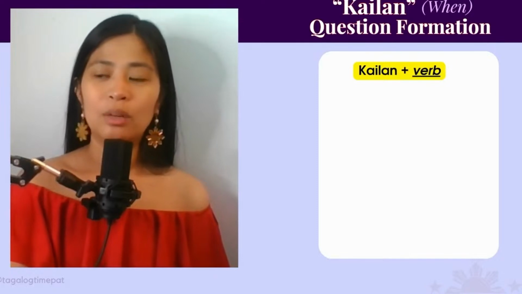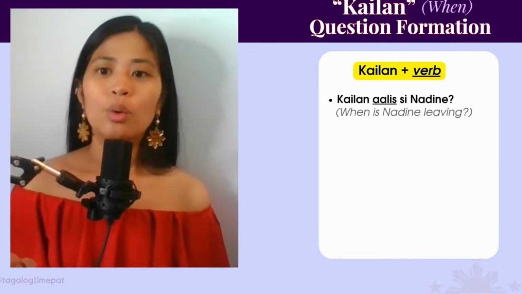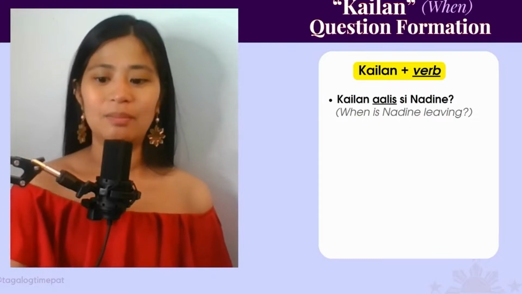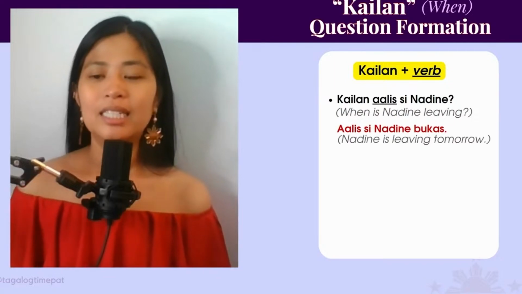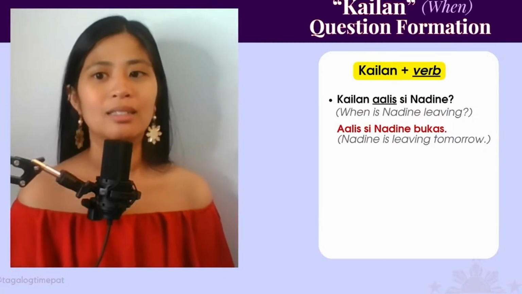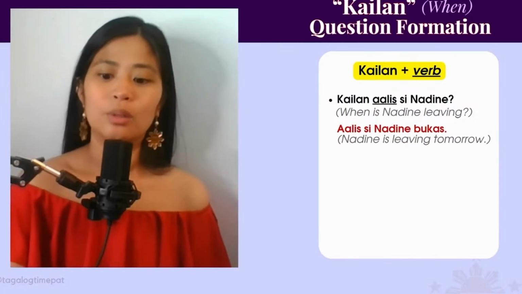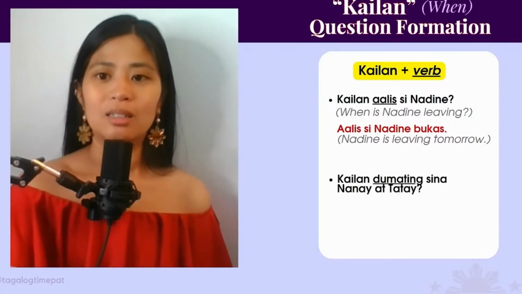Next, you can use kailan with a verb. So, kailan aalis si Nadine? When is Nadine leaving? Kailan aalis si Nadine? Aalis si Nadine bukas. Nadine is leaving tomorrow. Aalis si Nadine bukas. So, this is just a phrase, and you use the conjugation patterns that we learned, and then you just answer. So depending on what the question is, just make a statement using that correct tense of the verb.